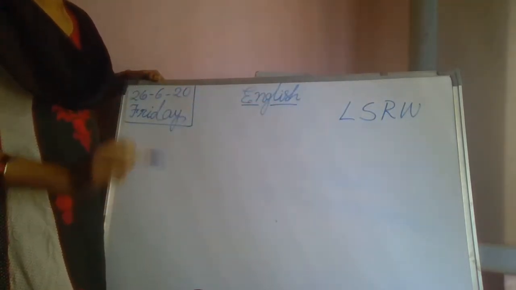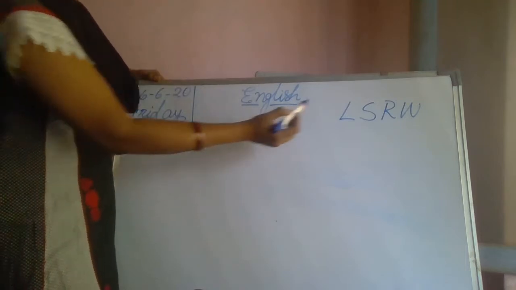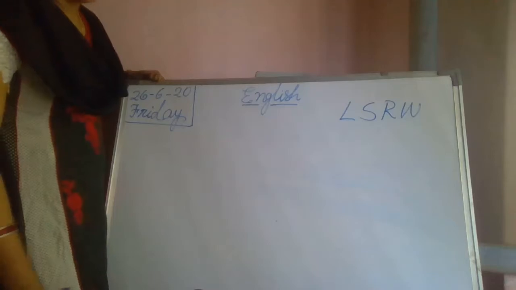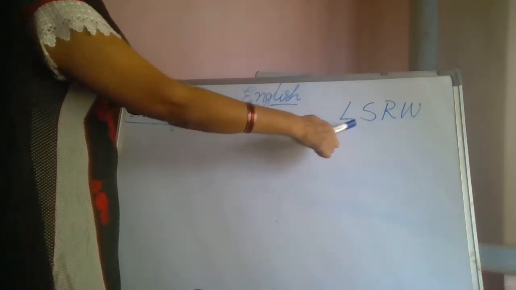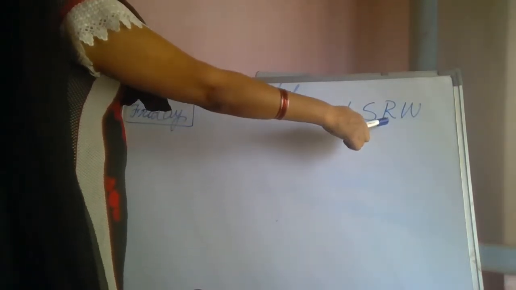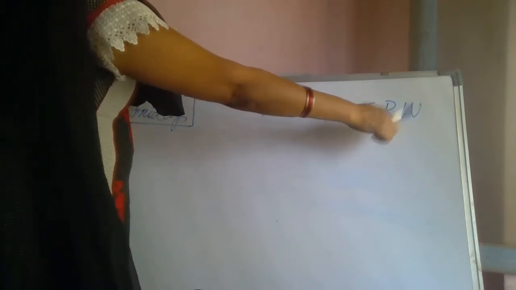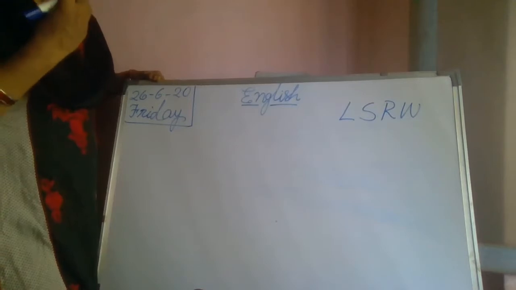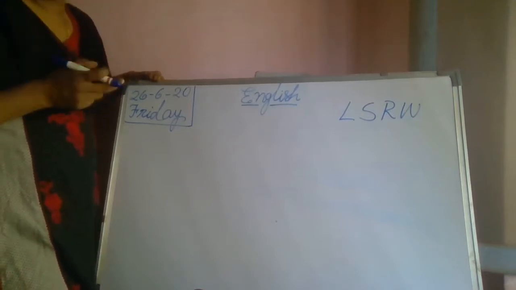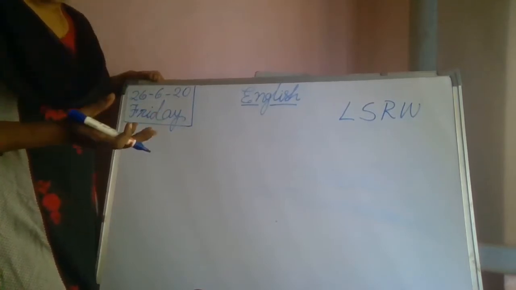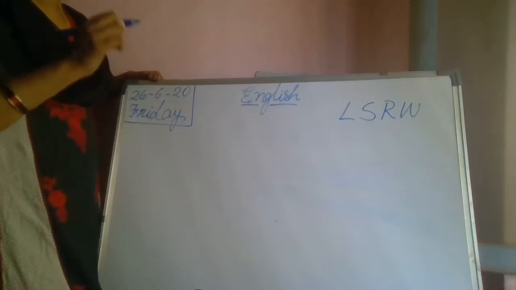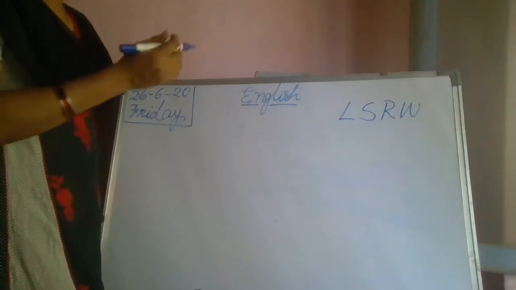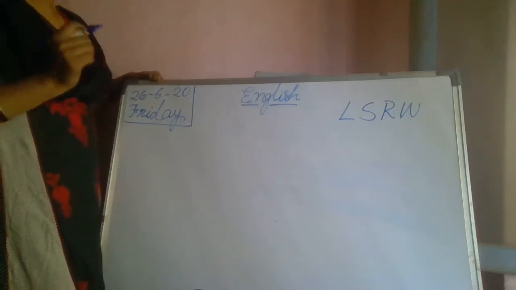If you want to learn a new language, first of all, you learn these four aspects. L means listening. S means speaking. R means reading. And W means writing. First, listen carefully how the teacher pronounces the word. Later, you try to speak the word. Later, you try to read the word. Finally, you try to write the word.